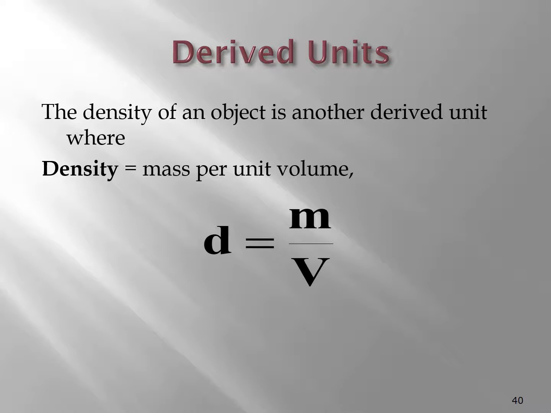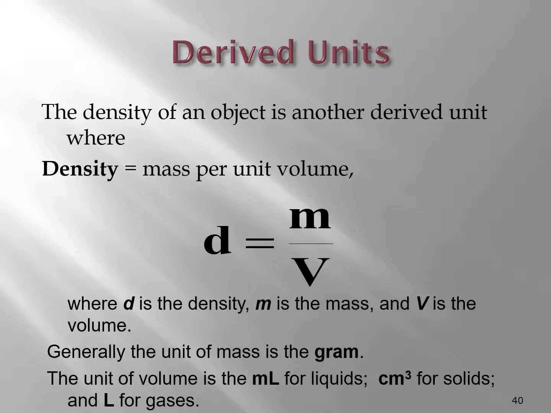So density is mass divided by volume, and you can take this equation and rearrange it. So you can find mass, which would be density times volume, or you can find volume, which would be mass divided by density.